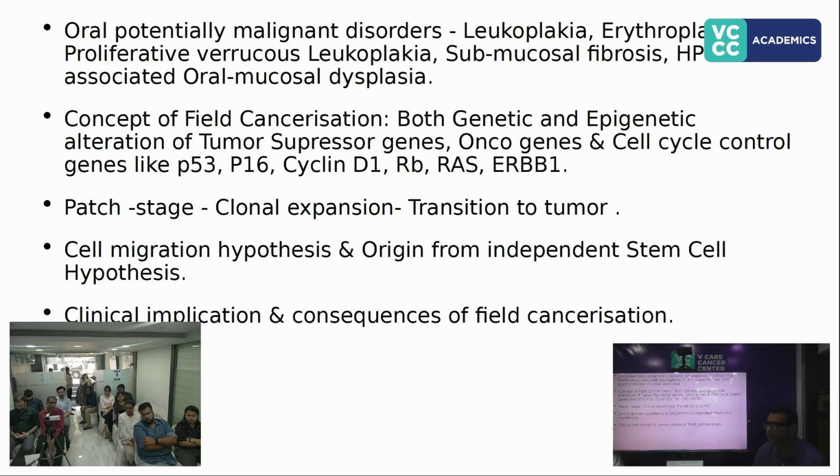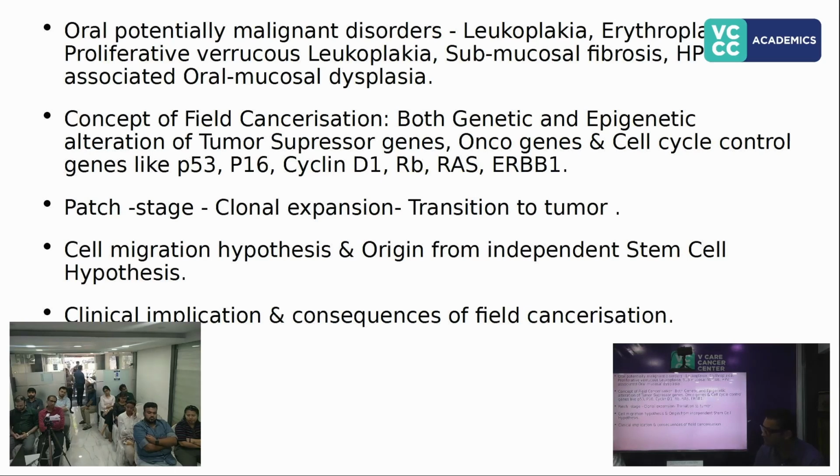There are lots of cell cycle regulator genes, proto-oncogenes, and tumor suppressor genes like P53, P16, cyclin D1, ERBB1, and RAS. There are either genetic or epigenetic alterations which present as a clonal expansion and further development of frank squamous carcinoma. So there are different stages. Initially there is a patch stage. Patch stage means the cells which have the genetic abnormality, the genetic signature for carcinogenesis, expand. These cells show as a monoclonal population of cells.